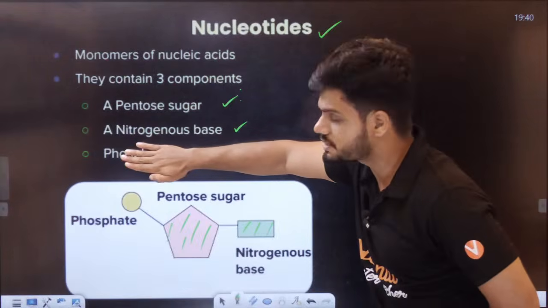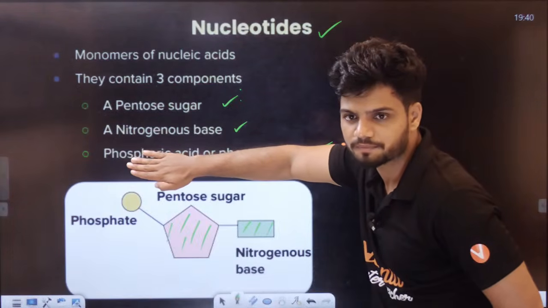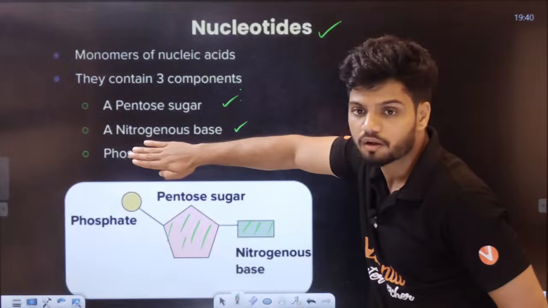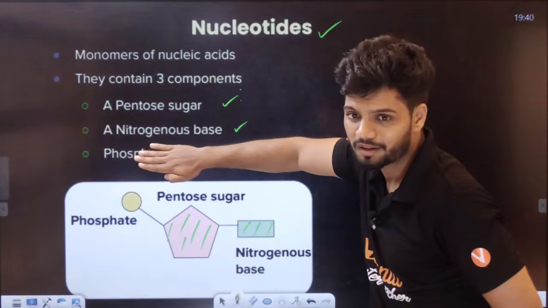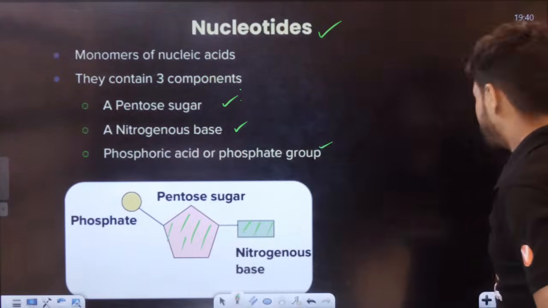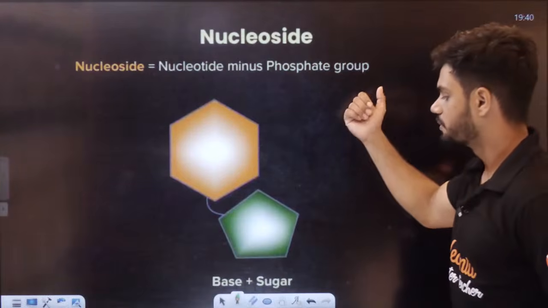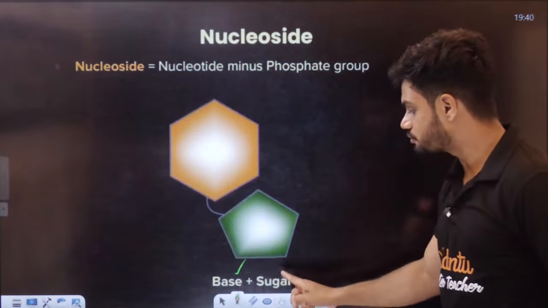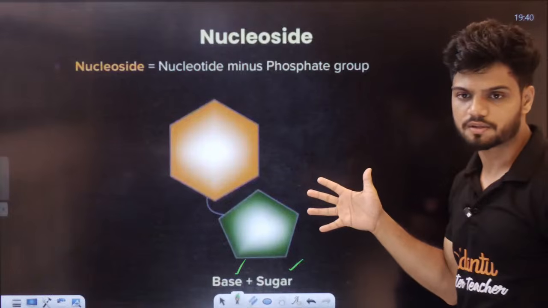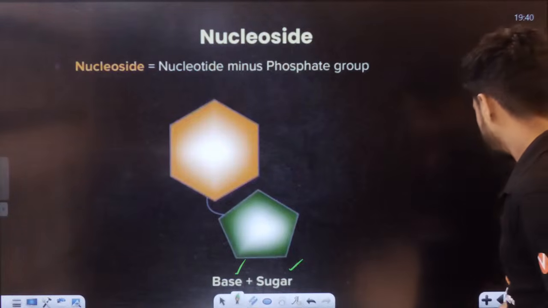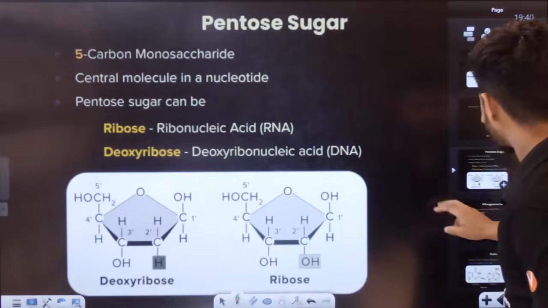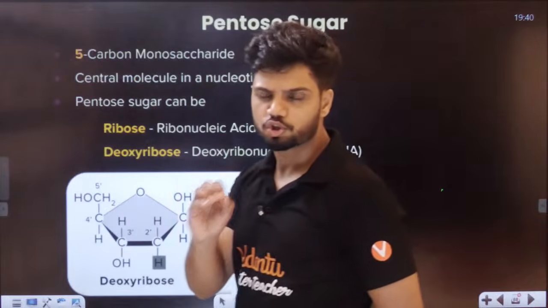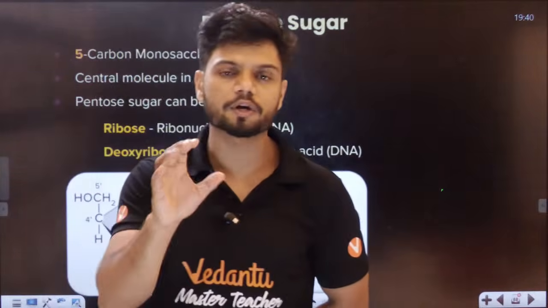Now if I remove this, students, what do we get? If I remove this, we get a nucleoside. Very simple. This is a nucleoside. In a nucleoside, we have the nitrogenous base, we have sugar, but no phosphate here, students. That is a nucleoside. Okay, students. Now, what about the pentose sugar? Which type of pentose sugar is present?